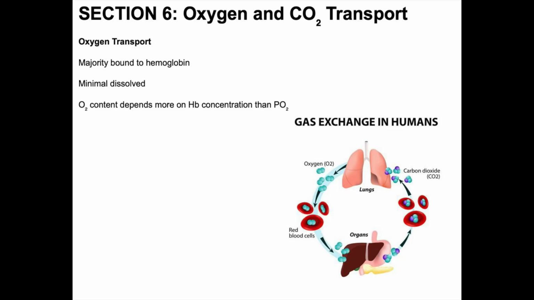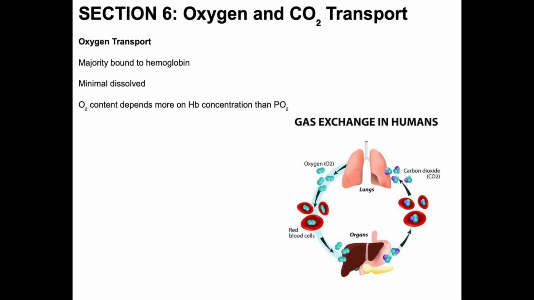Okay, so oxygen is transported primarily bound to hemoglobin. Dissolved oxygen is minimal. So this is critical. Oxygen content depends more on hemoglobin concentration than on partial pressure of oxygen. If someone has anemia, their PO2 may be normal, but oxygen content is reduced because there's less hemoglobin to carry that oxygen. So saturation and content are different concepts.